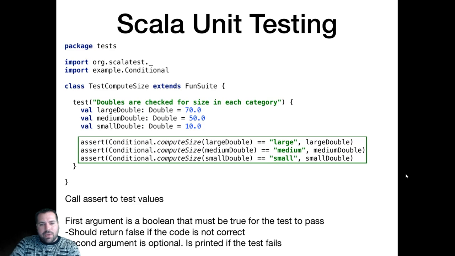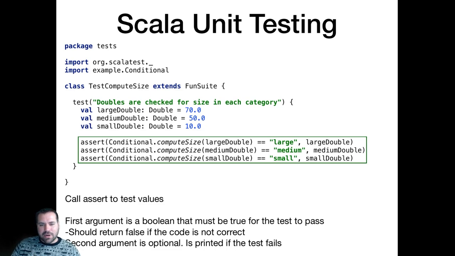And whenever we need to check something, we're going to use this assert method. So assert, we're going to call it with one parameter and an optional second parameter. The first parameter is always a Boolean expression that needs to be true. If this Boolean expression is true, if it resolves to true, then we'll say that assert passed.